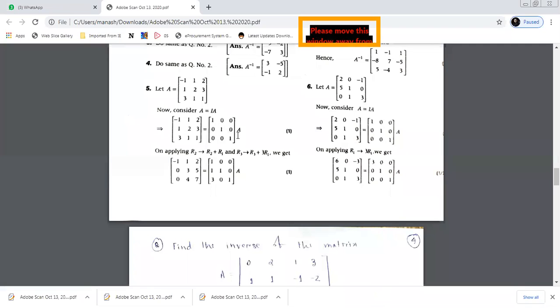Clear? Now see here, now our aim is we have to make this matrix, that means the matrix on the left side, we have to convert this matrix to an identity matrix.